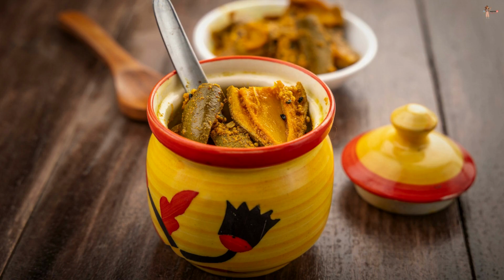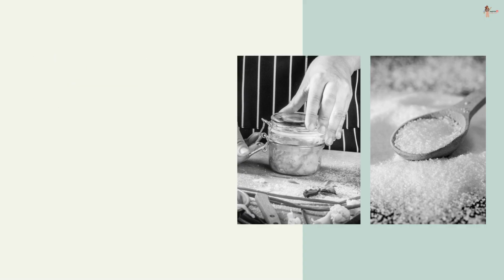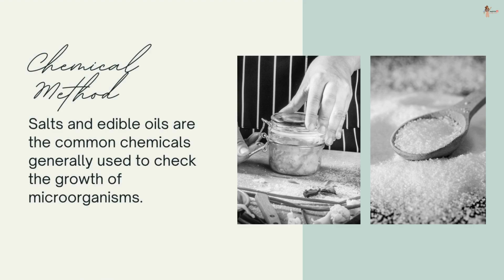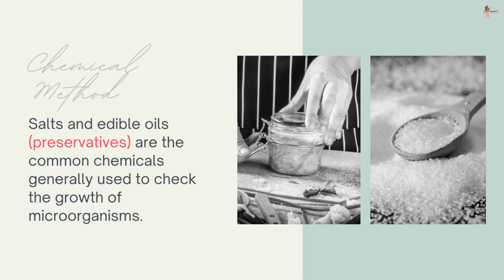Let us study the common methods of preserving food in our homes. We have to save it from the attack of microorganisms. Now, there are many methods that we would know one by one. First is chemical method. Salts and edible oils are the common chemicals generally used to check the growth of microorganisms. Therefore, they are called preservatives.